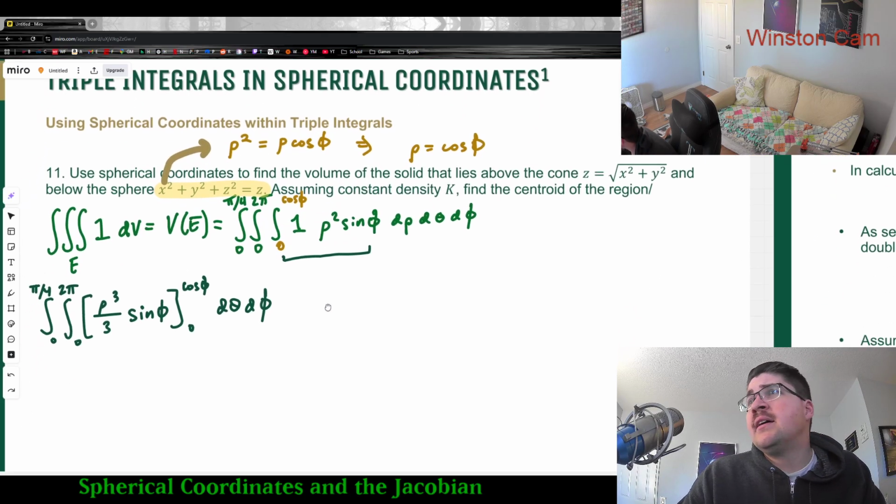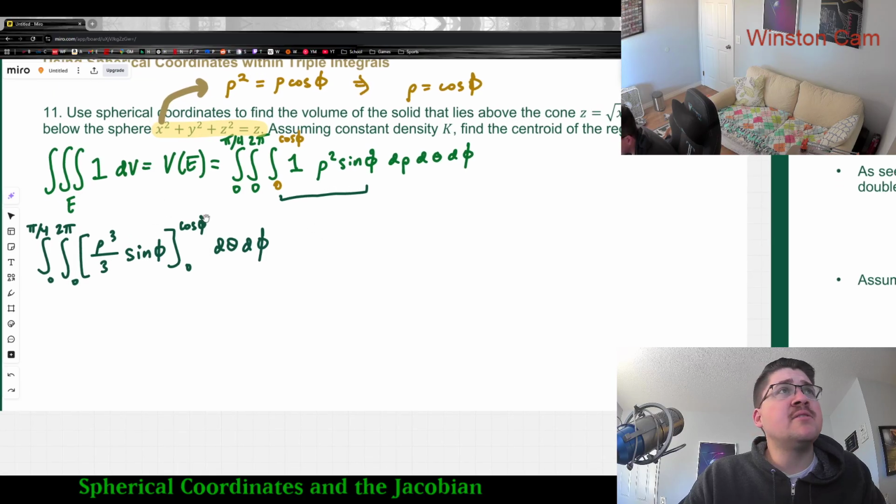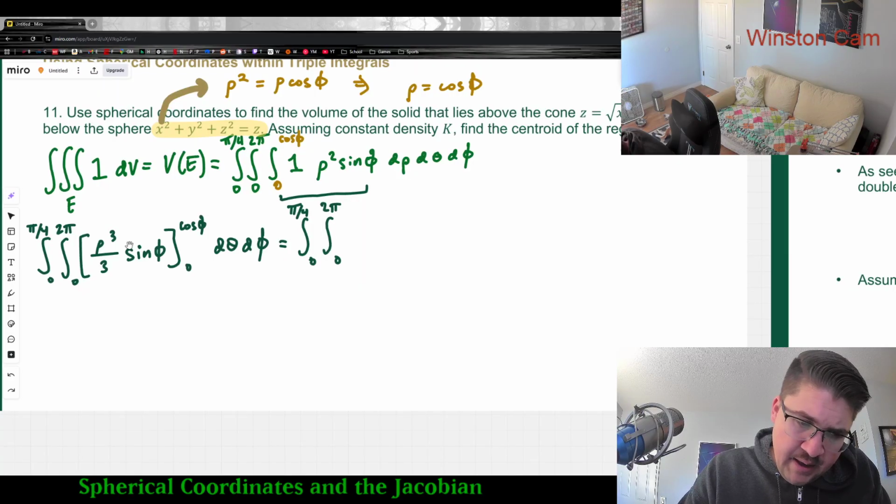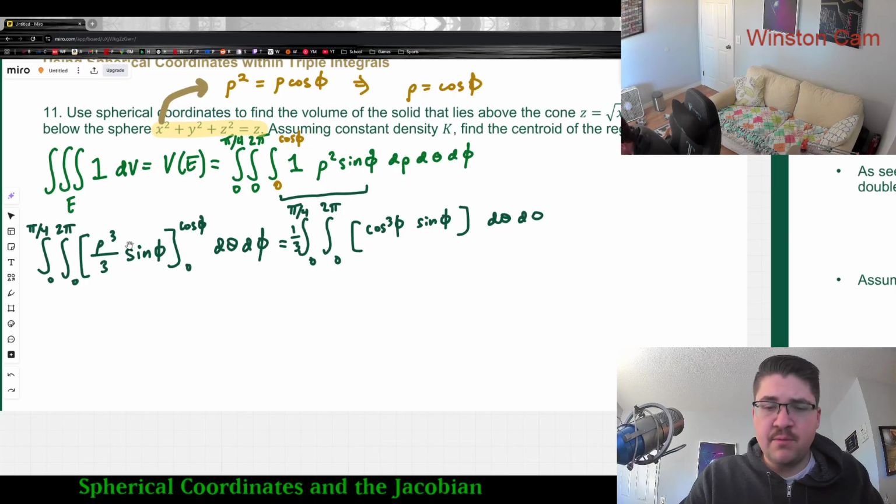And now if we plug these parts in, so cosine phi will become cubed and 0 will just be 0. So writing this all out again, from 0 to pi over 4, 0 to 2 pi, and we're going to have cosine cubed phi sine phi over 3. And we can probably even pass that 1/3 through our integral. And this will give us the next few parts.